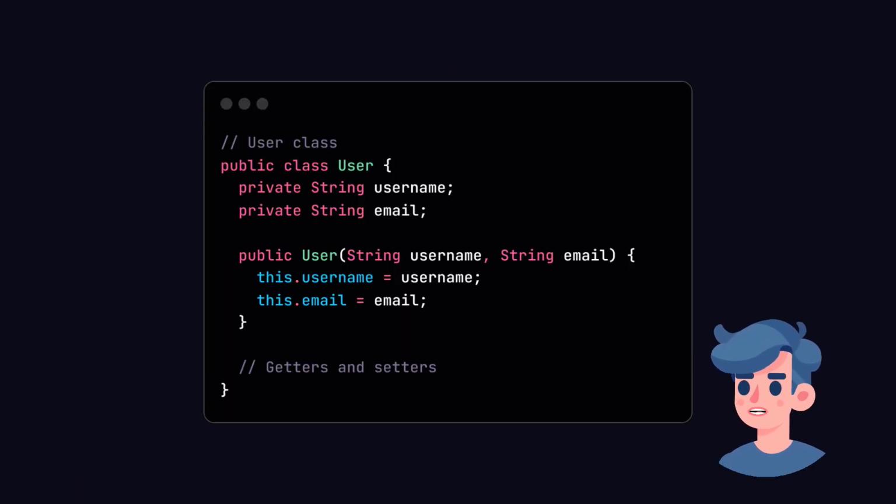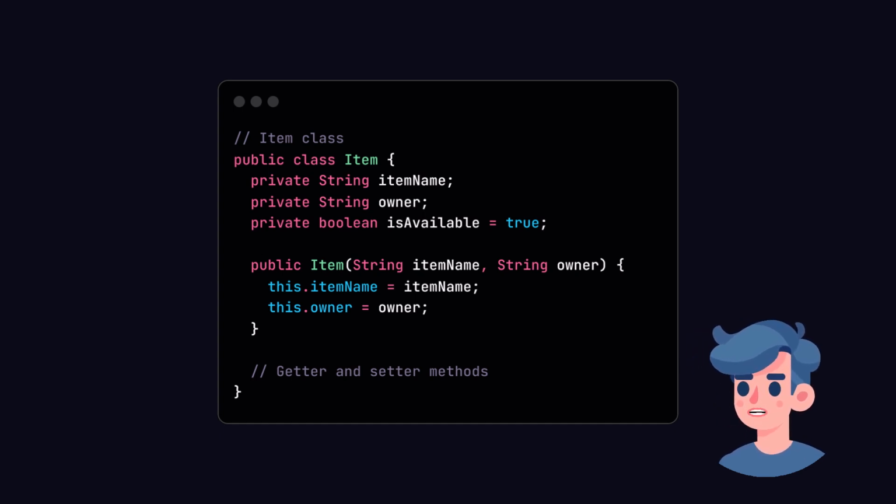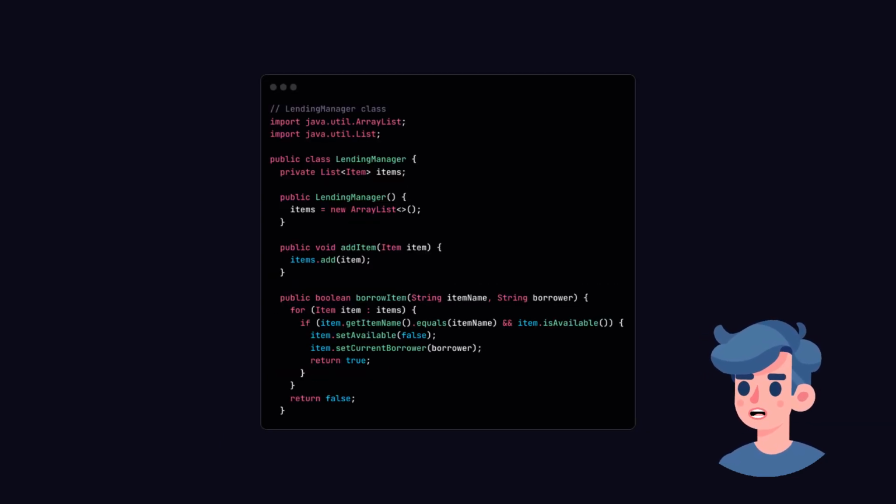We will need classes for user, item, and the lending manager that will handle the business logic behind lending and borrowing items. Here is our user class with fields for username and email along with the constructor and getters. Next, let's create our item class. We have defined the item class with fields for item's name, owner's name, and availability status.